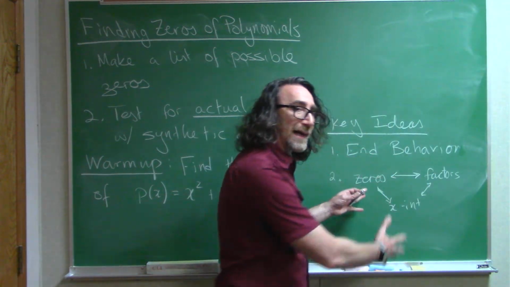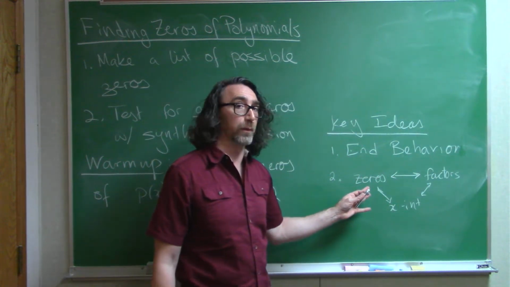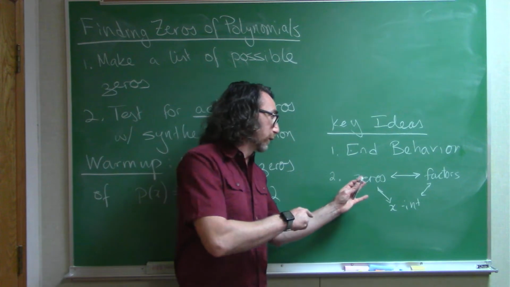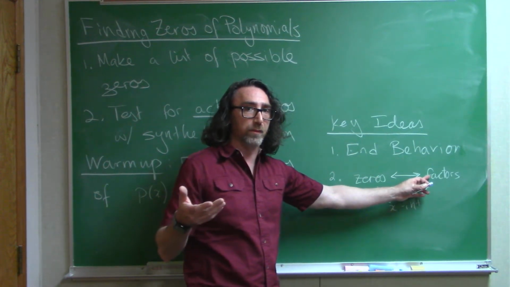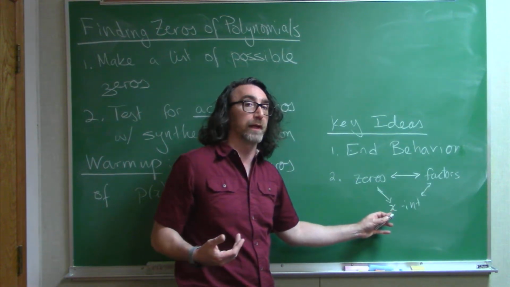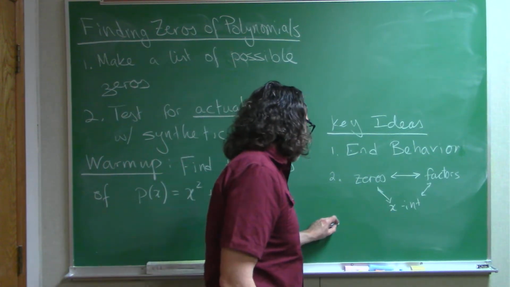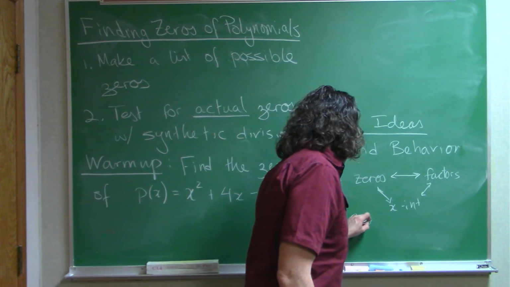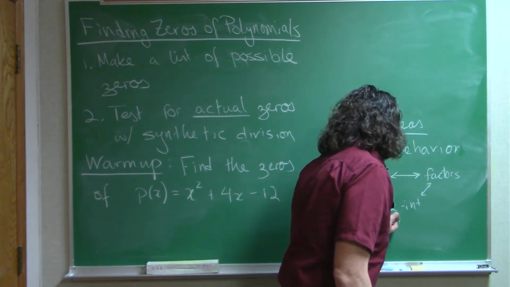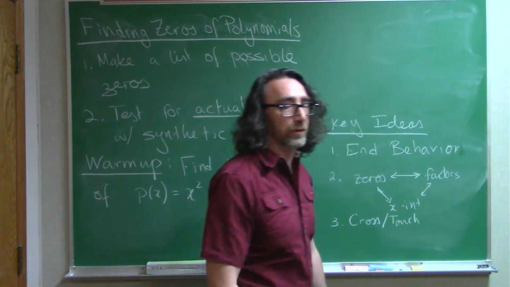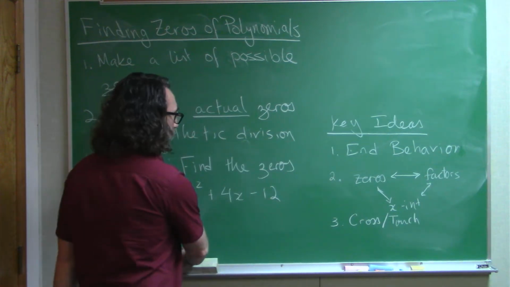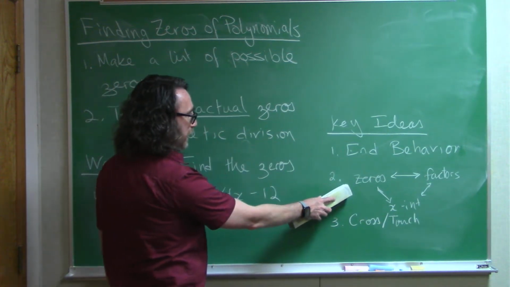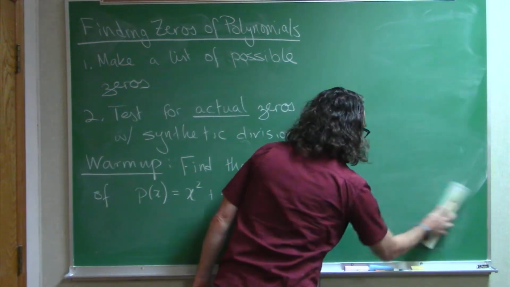So this is the aspect of polynomials that we're going to focus on in this video, finding those zeros, which, as we have seen, is equivalent to finding factors, which means we know the x-intercepts of the graph. And then the third thing is, does the graph cross or touch the x-axis at those x-intercepts? So remember, those are the key things. In this video, we're focusing on finding zeros.